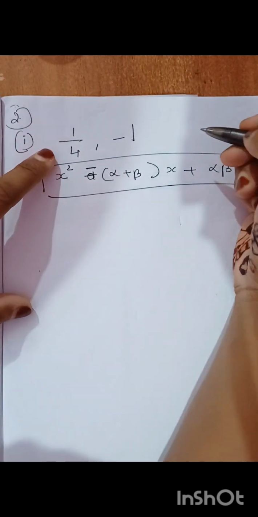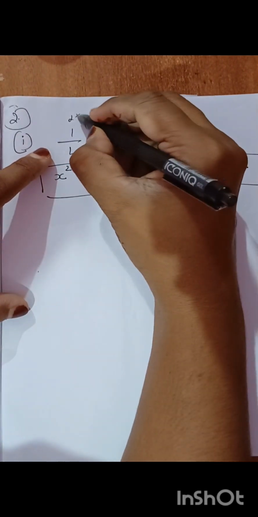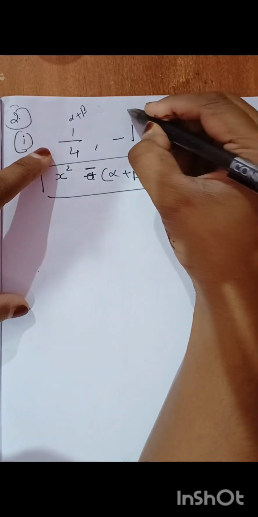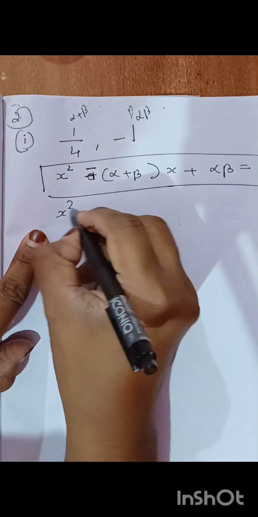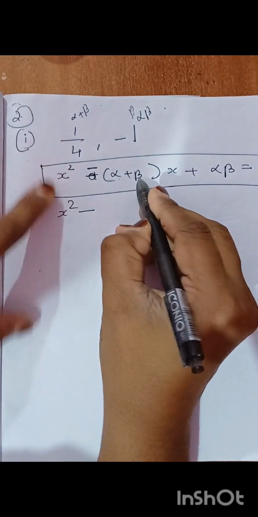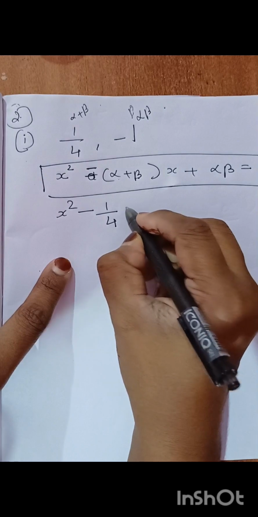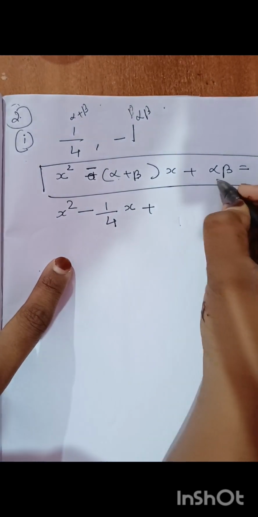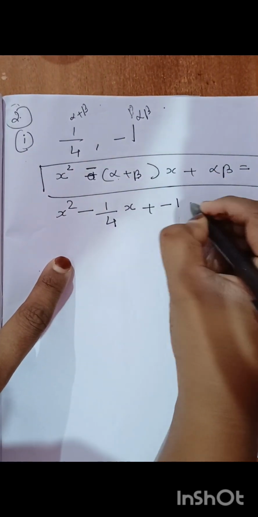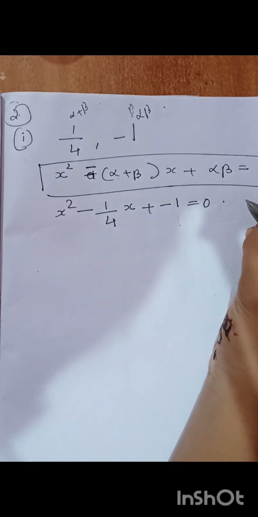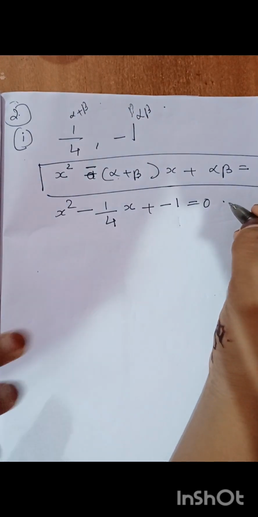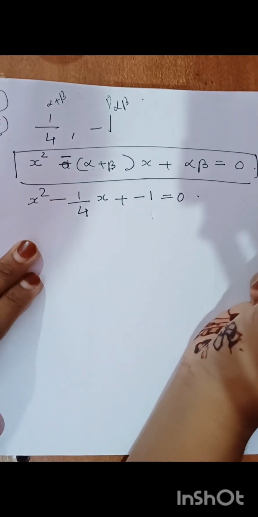So here in this question, this one is alpha plus beta, that is the sum, and this one is the product, alpha into beta. So x square minus, in place of alpha plus beta you can write 1 by 4, into x, plus in place of alpha into beta you can write minus 1, is equal to 0. Then you have to simplify this one.